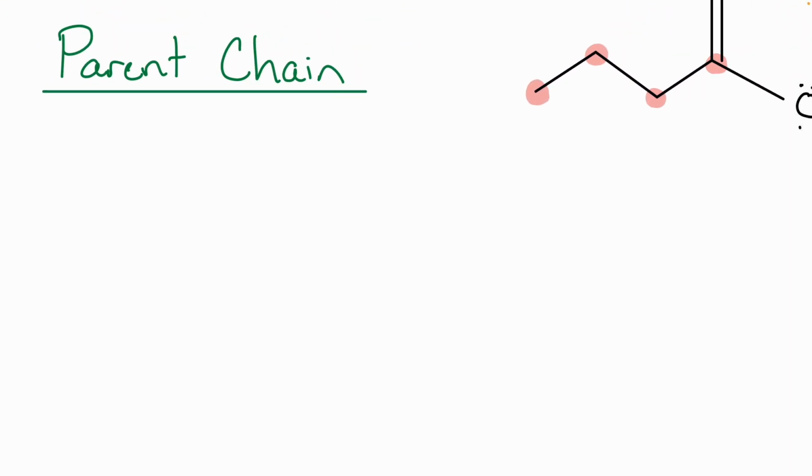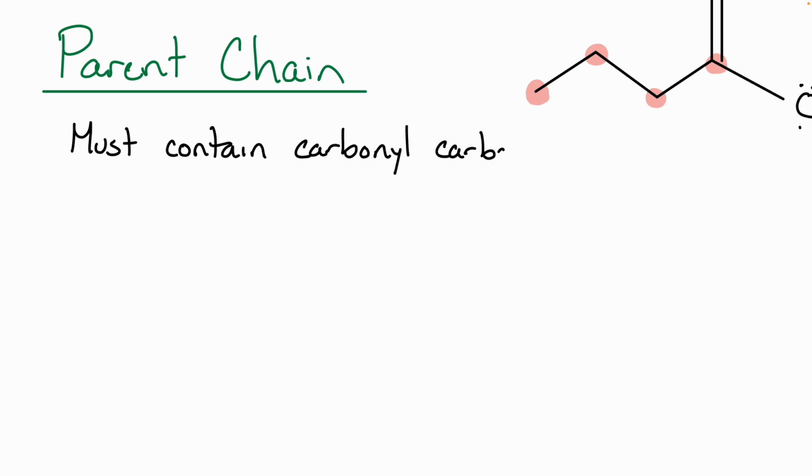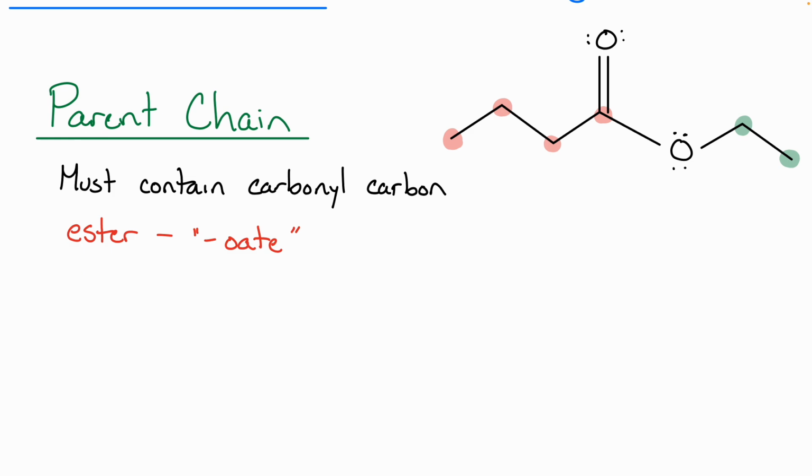So our parent chain here must contain that carbonyl carbon. In this case, it is the longer one. It wouldn't matter if it was the shorter one. Whichever has that carbonyl carbon on it, that is your parent chain of your ester. And for that ester, we use this suffix -ate. All right, so everybody take a second and name my parent chain portion of this molecule here.